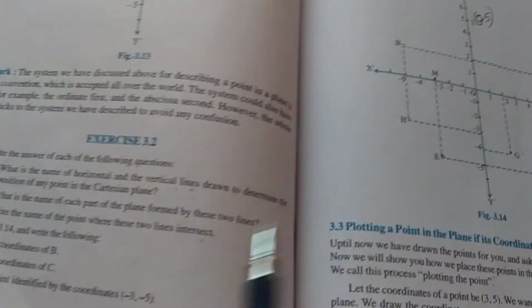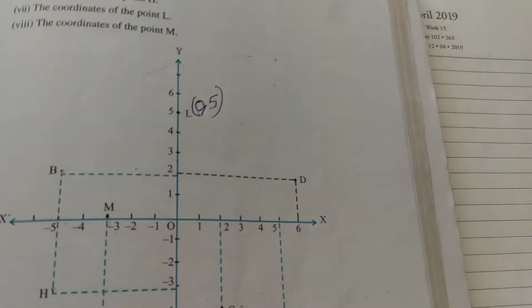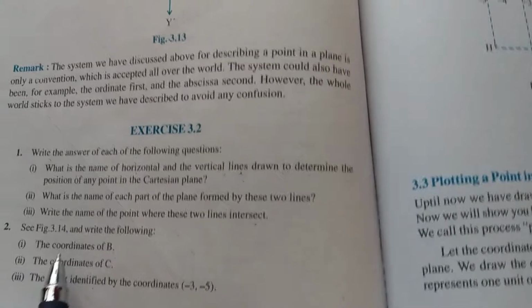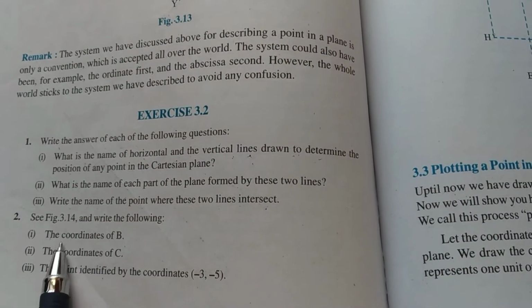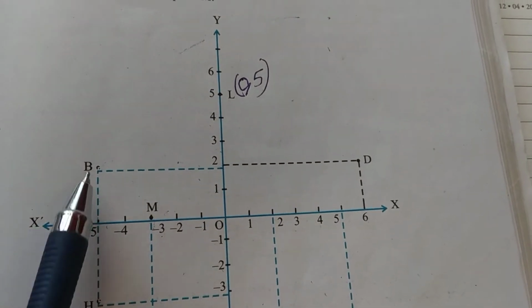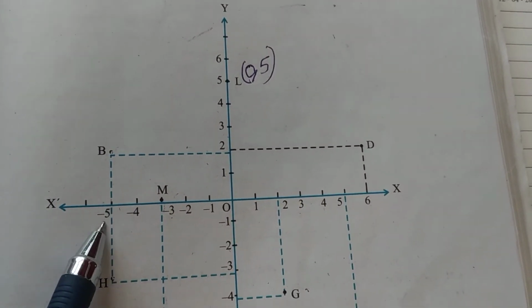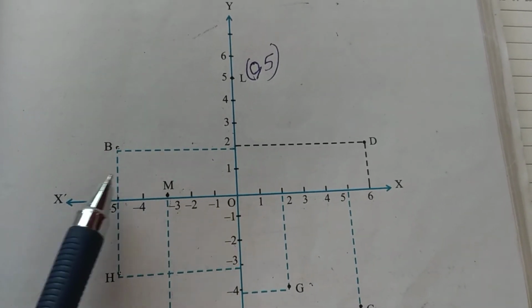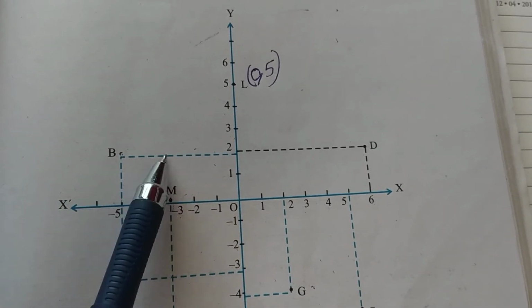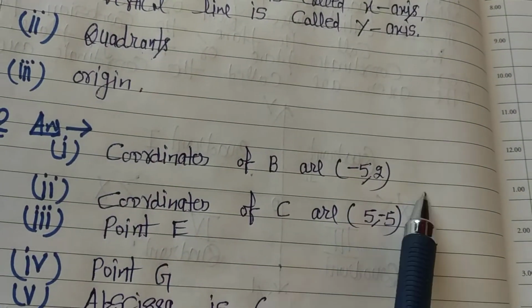Now we have to write the answers from this figure. The question is, see this figure and write the answer. The coordinates of B are -5, 2, because the value of x for this point is -5 and y is 2. So we write the answer like this: -5, 2.